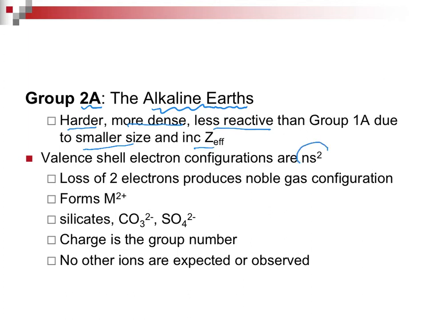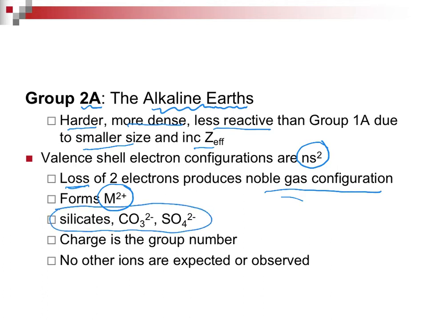They have a smaller size because they have an increased effective nuclear charge. You probably all know that they are ns2. They form an M2+ ion. When they lose their 2 electrons, they form a noble gas configuration. And they tend to pair with silicates, carbonates, and sulfates. No other ions are expected or observed at this point in life.